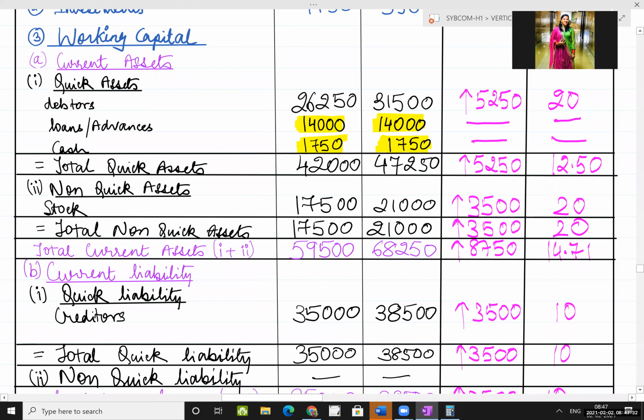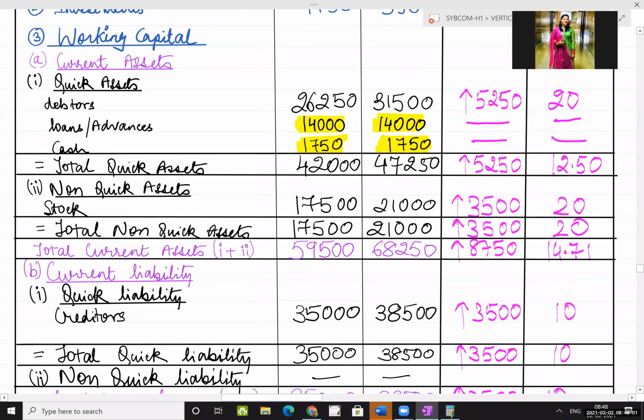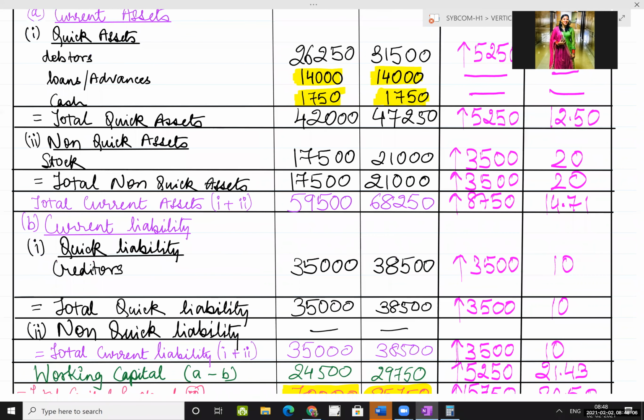Next, non-quick में there is only one item and that is stock. Okay. How many assets are there in non-quick category? Only two: prepaid expenses and stock. Okay. So I had told you in the beginning कि आप दो याद रखो non-quick, बाकी सब quick है. So my stock is how much? 17,500. And now it is 21,000. So there is an increase of 3,500 divided by 17,500 into 100. 20% increase. Okay, then total your non-quick assets, you'll get the same answer.